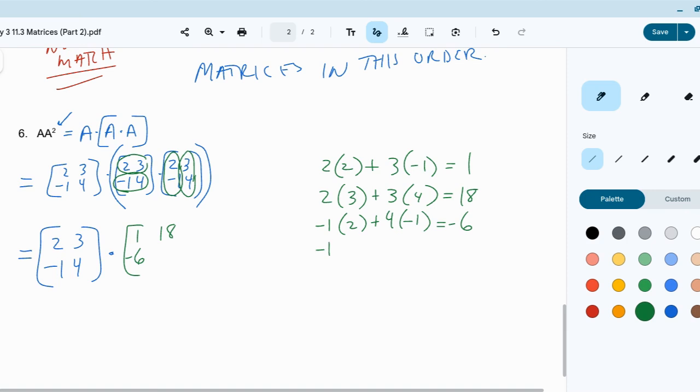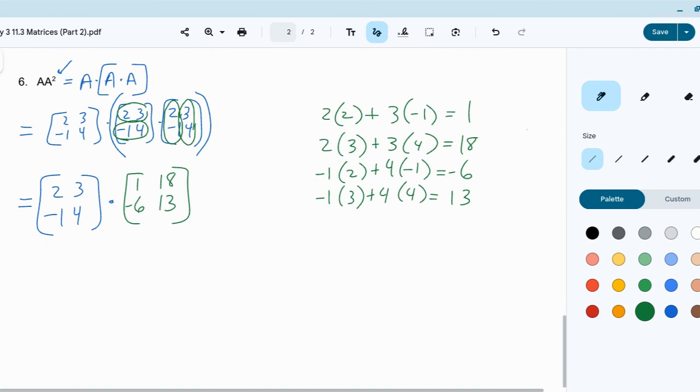And then do it one more time, -1 times 3, because now I'm going to use the second column. And then I have 4 times 4, again with that second column, second spots there. So I can multiply -3 and 16, gives me 13. And there we go. So just multiplying that second group of matrices from the quantity squared, I end up with that green matrix that's listed right there, the 1, 18, -6, and 13. It's still a 2 by 2. So therefore, I can still multiply those together.